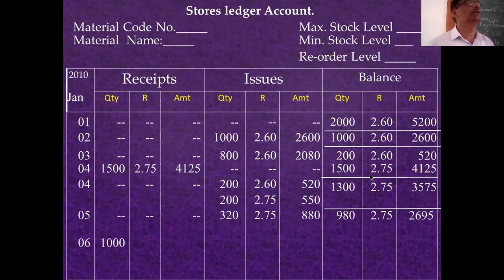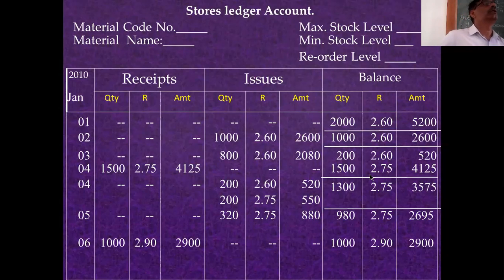Purchase is 1,000. Okay, 1,000 purchase. Rate is 2.9. Amount is 2,900. Clear? 2,900. Then you take the same to the balance column. 1,000 at the rate of 2.9. Amount is 2,900. Clear? Now, how many lots are there in the balance column? 2 lots. Okay, there are 2 lots. Then what is the next transaction?